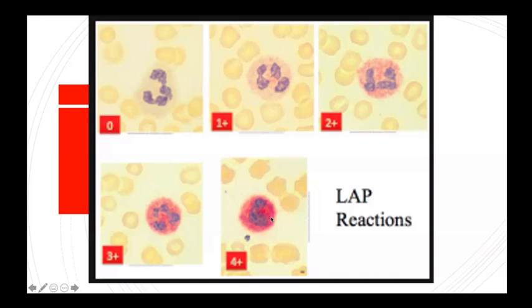Low LAP score is generally seen in CML and paroxysmal nocturnal hemoglobinuria, and high LAP score is generally seen in recurrent infection, polycythemia vera and leukemoid reaction. So leukemoid reaction will have a high LAP score, and CML will have a low LAP score. CNL generally has a variable LAP score.